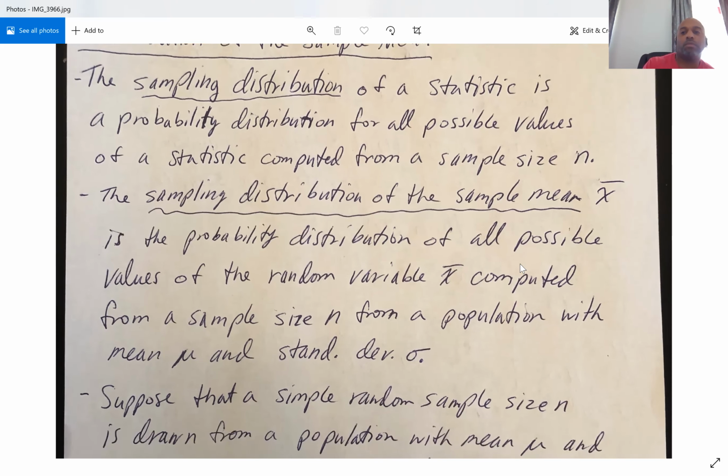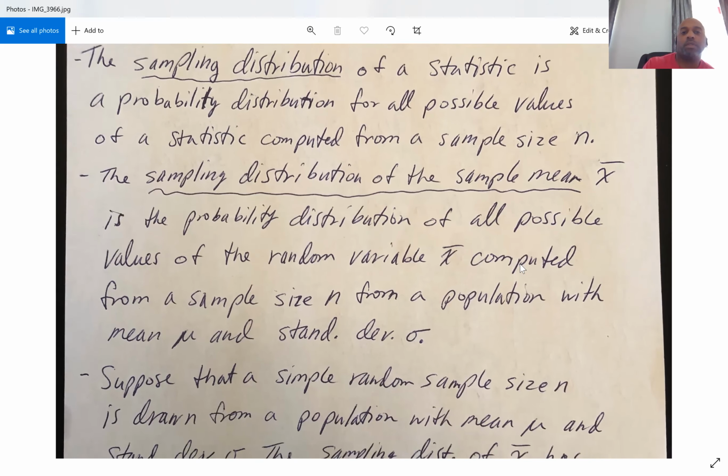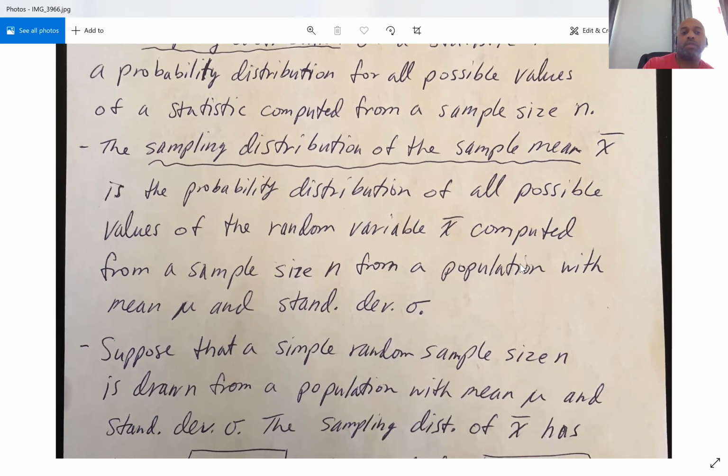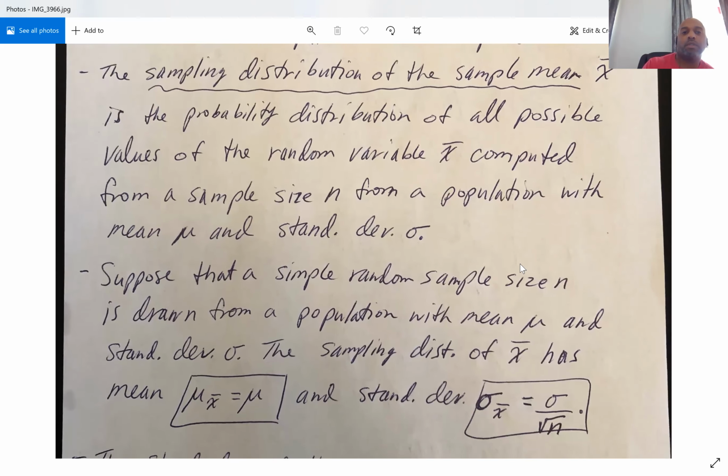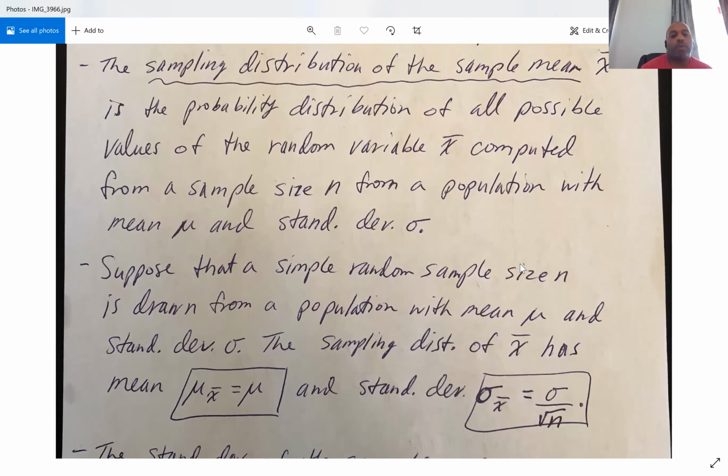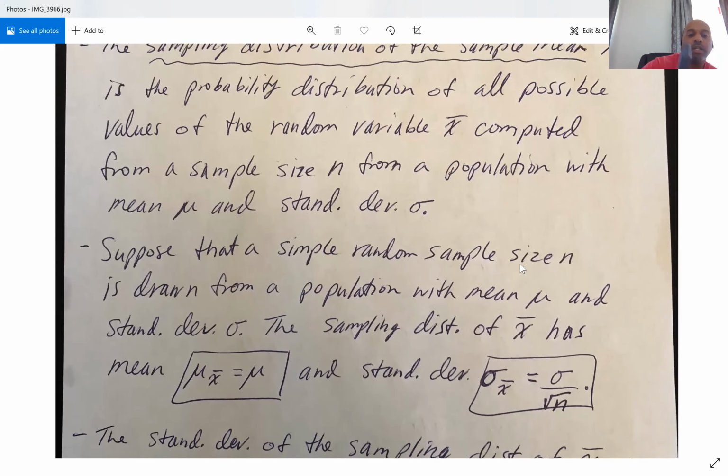Scroll up. So we're done with the first one. All right. Suppose that a simple random sample size n is drawn from a population with mean mu and standard deviation sigma. The sampling distribution of x bar has the mean... Let me see, can I write on this while it's like this? No, I can't. All right.